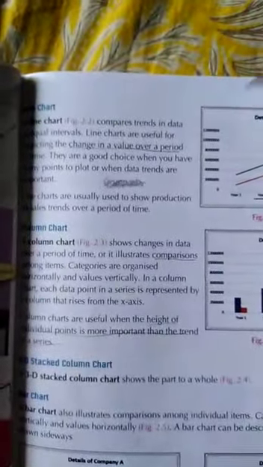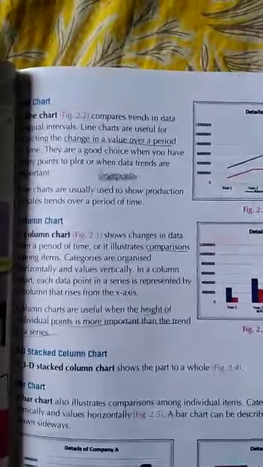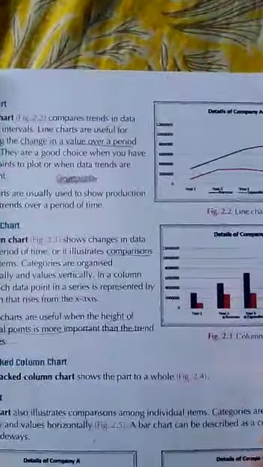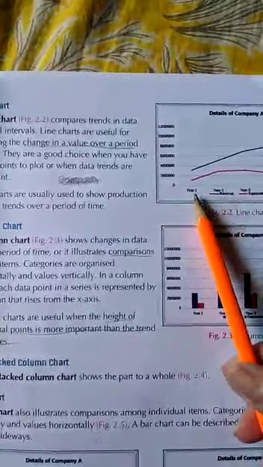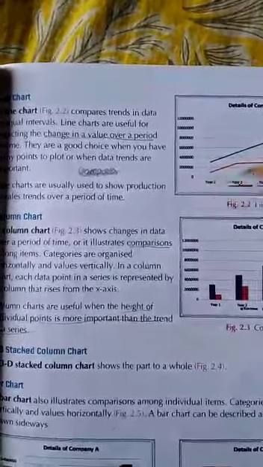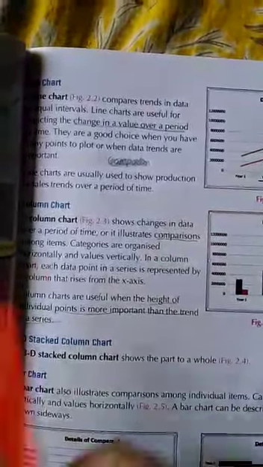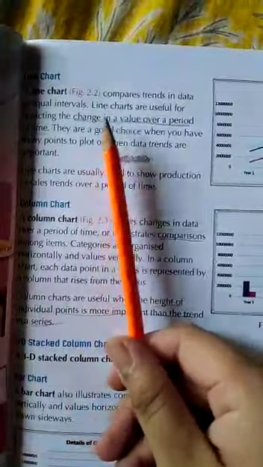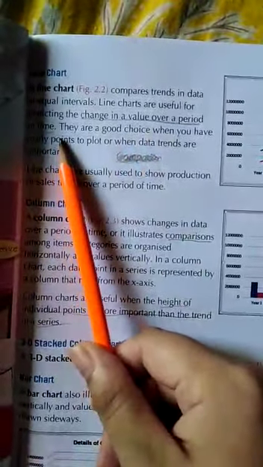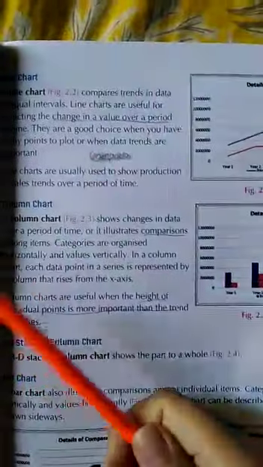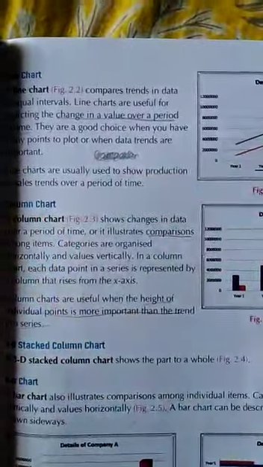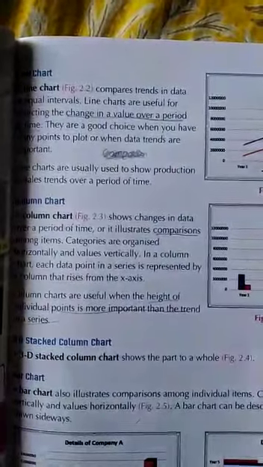So there are several types of charts. The first example is the line chart. The line chart is used when there are several equal intervals. For example, the period of time is 1 year, 2 years, 3 years. It means this has an equal interval period in years. So the line chart is useful for depicting the change in value over a period of time. Line charts are mostly used when you want to see the trends in the data.